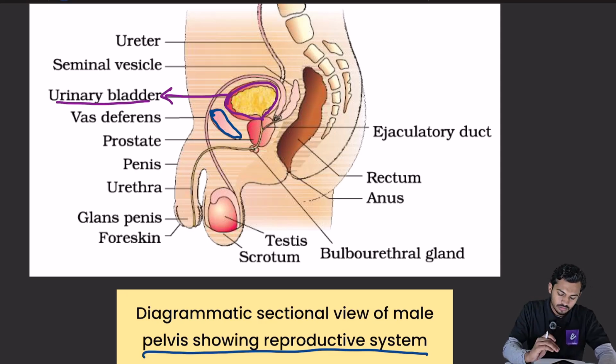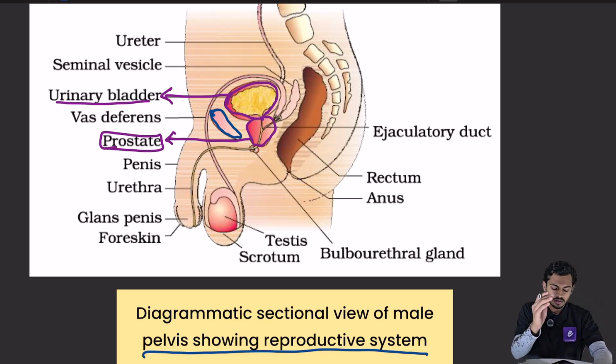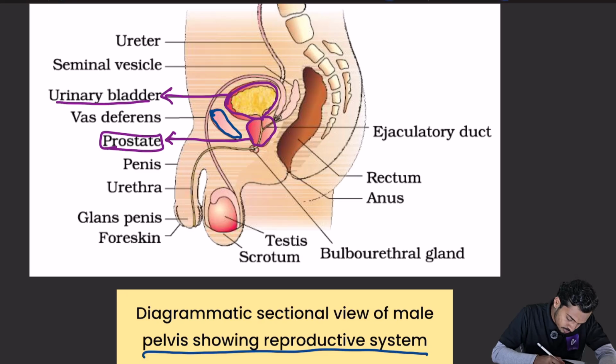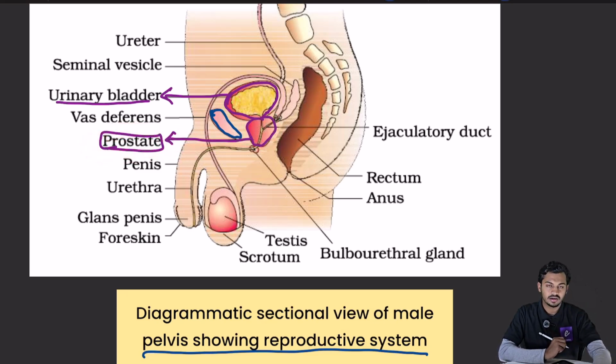Now below the urinary bladder, you can see one more structure. This is the prostate gland. Understood? So what did we learn? This blue color structure is your pubic symphysis. Behind the pubic symphysis, this structure is the urinary bladder, and below it, the heart shaped structure is the prostate gland.